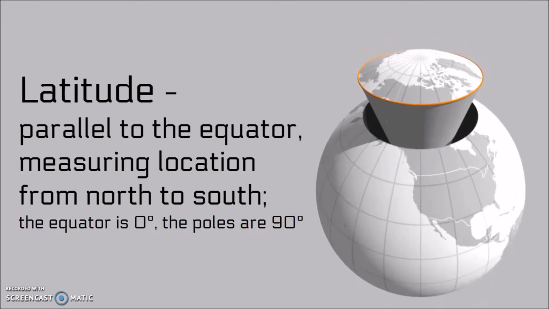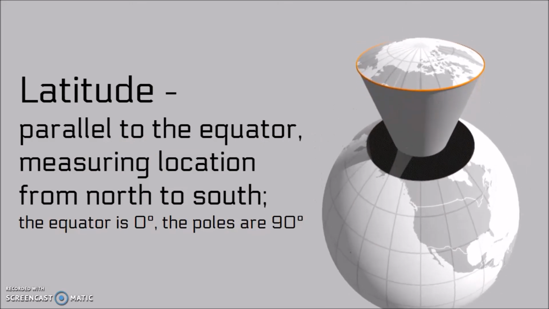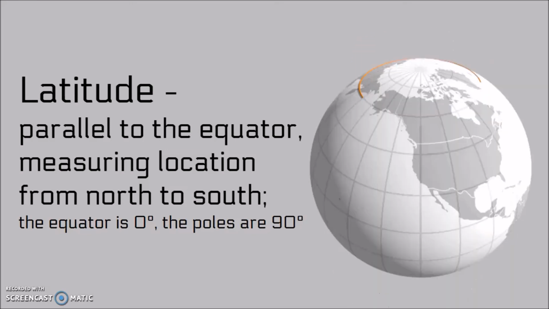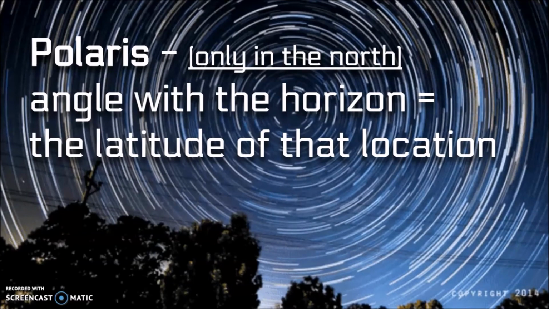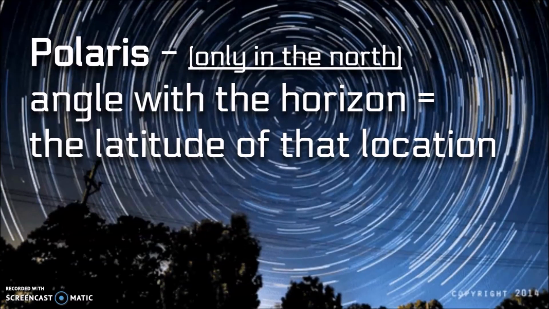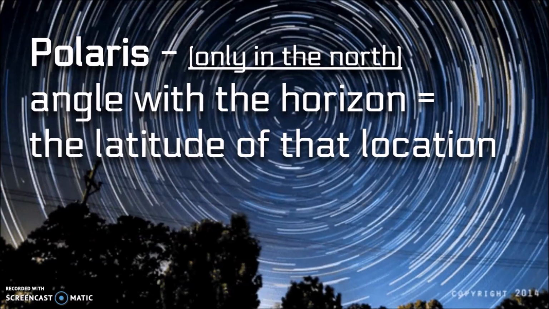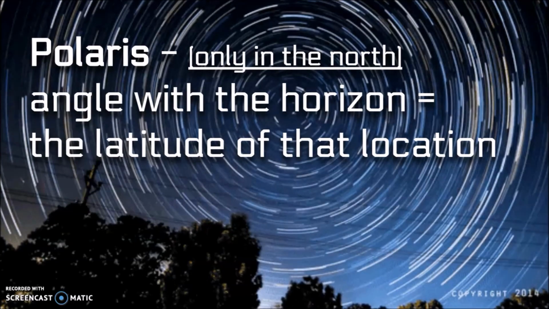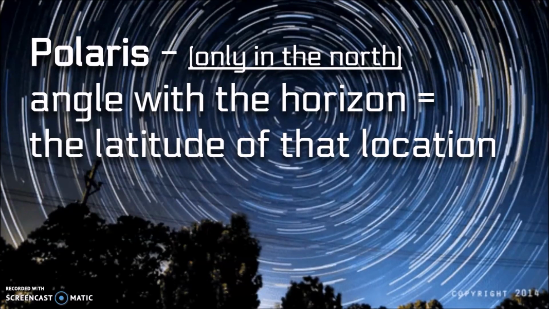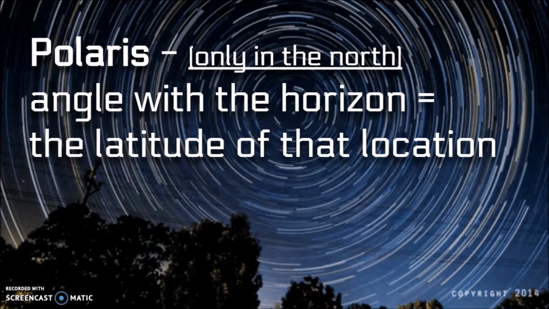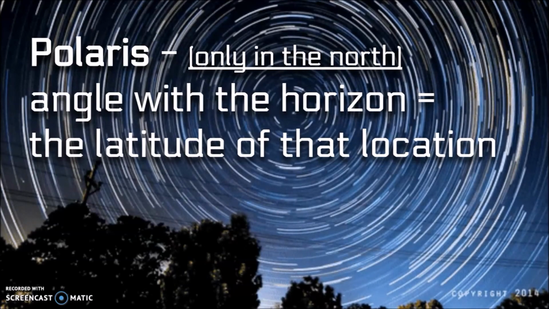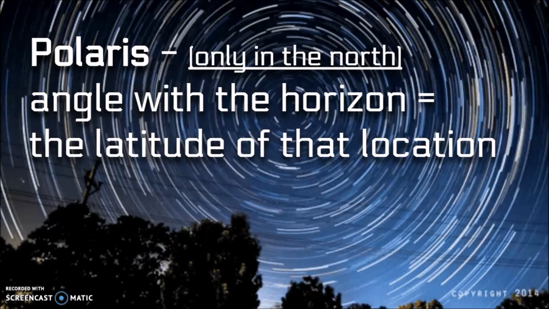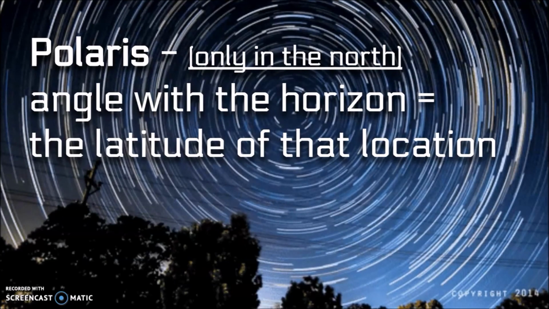meaning that at the equator, the line is going to be 0, and as you go up, the number is going to increase to 90. A way to find latitude practically is using Polaris, which is called the North Star, so it's only going to work in the northern hemisphere. Simply, whatever angle Polaris has with the horizon is going to be your latitude. Yes, it's that simple. Angle of Polaris equals your latitude.